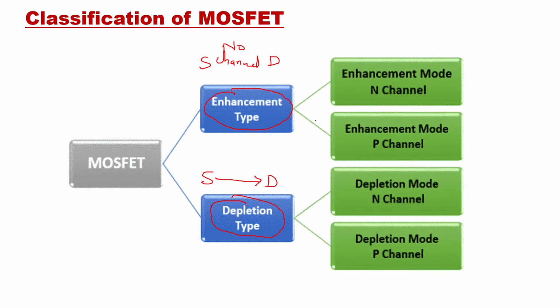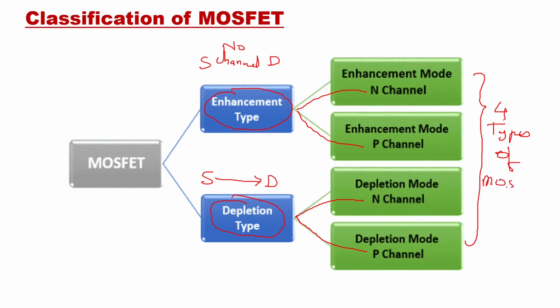And further, both of these will be subdivided into N channel and P channel. So here you can see you have enhancement N channel MOSFET, and enhancement P channel MOSFET. Here you have depletion N channel MOSFET, and depletion P channel MOSFET. So totally, four types: enhancement type we have two and depletion type we have two. So totally four types of MOSFET.